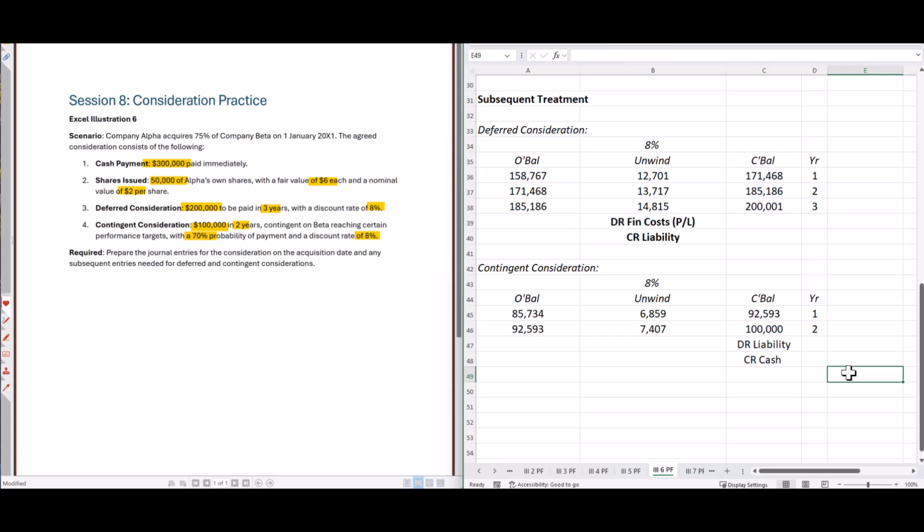Okay, so that was session 8. You should now be able to deal with all of our different types of consideration, and then we'll move on in session 9 to look at some other aspects of group accounting.